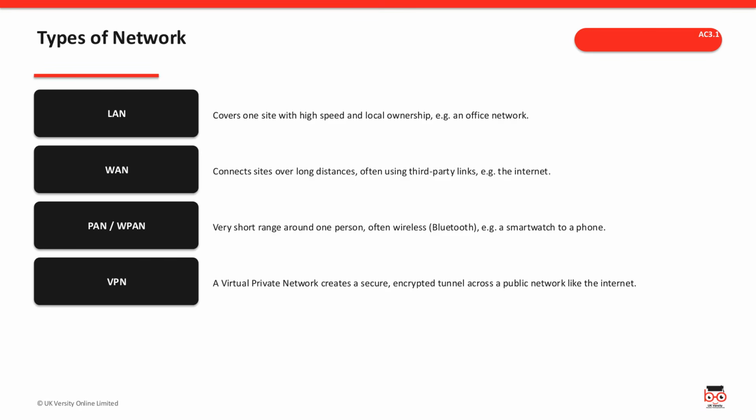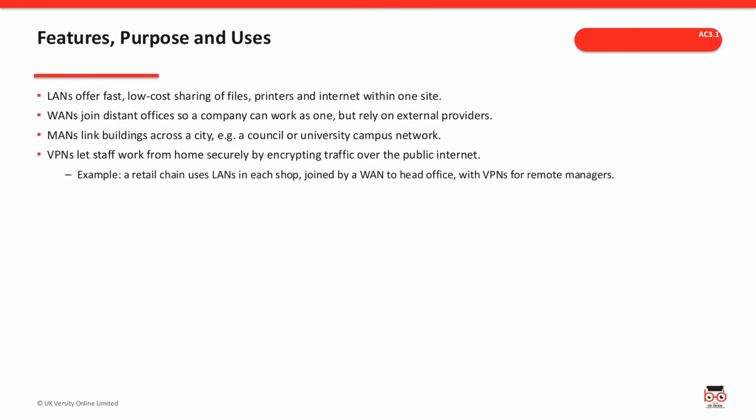Let us name the main types you will meet. A LAN covers a single site with high speed and local ownership, like an office network. A WAN connects sites over long distances, often using third-party links, the internet being the obvious example. A personal area network works over a very short range around one person, usually wireless, like a smartwatch talking to a phone. And a VPN, a virtual private network, carves a secure encrypted tunnel across a public network like the internet.